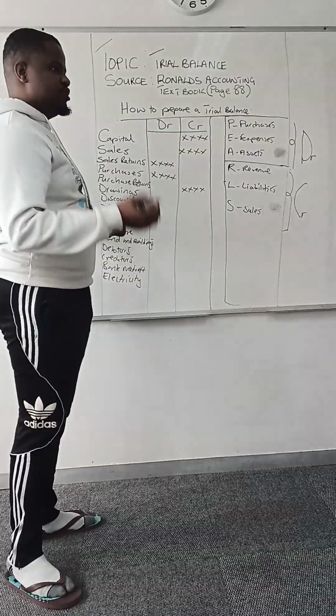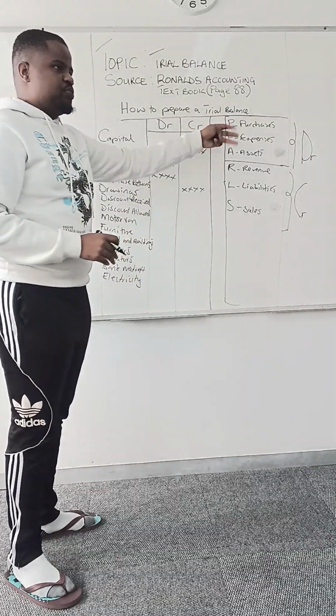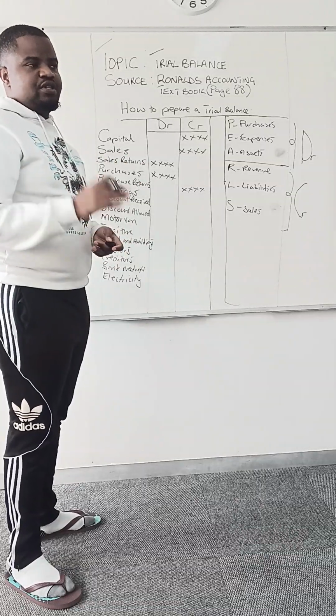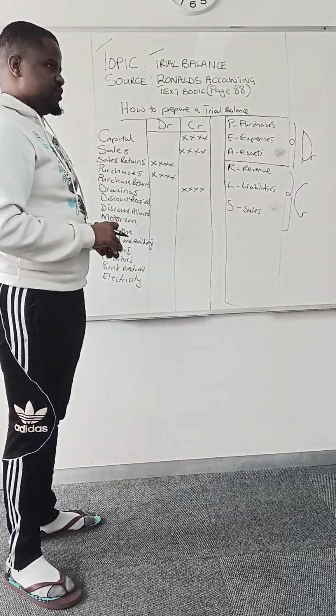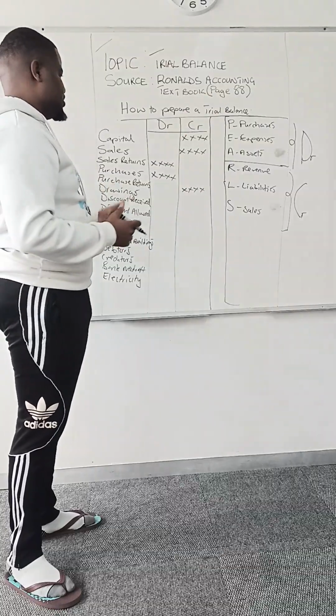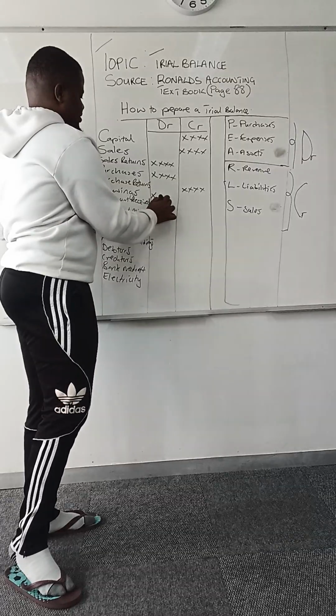Then drawings. In terms of PEWS, you just classify them as expenses. Drawings are goods or cash withdrawn by the owner for personal use, but in terms of PEWS, just classify drawings as expenses, right? Hence you record them on the debit side.